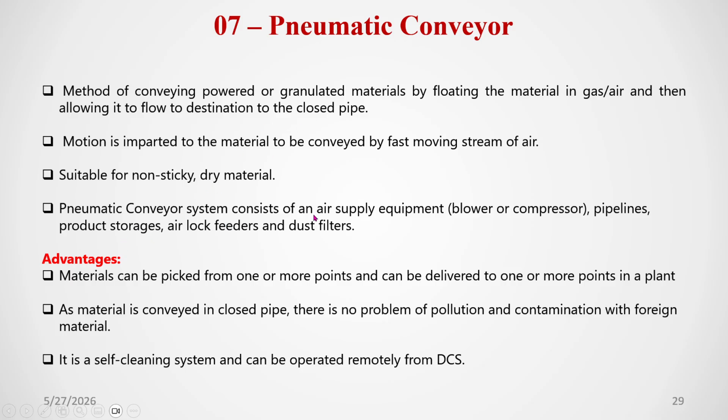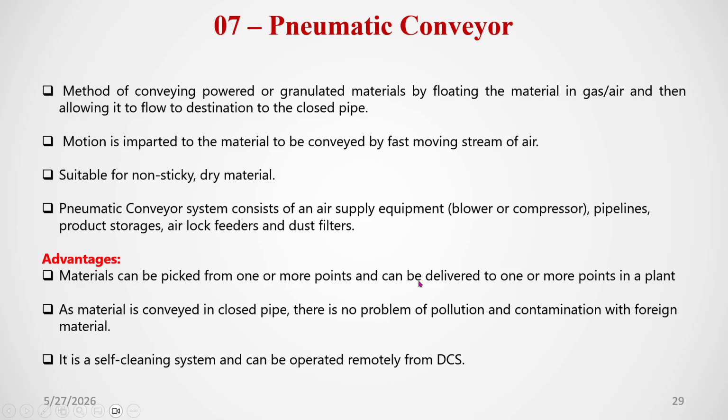A pneumatic conveyor system consists of air supply equipment, such as a blower or compressor, pipelines and product storage, air lock feeders and a dust filter. There must be a dust filter. I will show you the picture next. A dust filter should be there. Otherwise, a lot of damage, a lot of losses will take place. Then material can be picked from one or more points. There are so many points where we can take the material in between, and it can be delivered to one or more points.